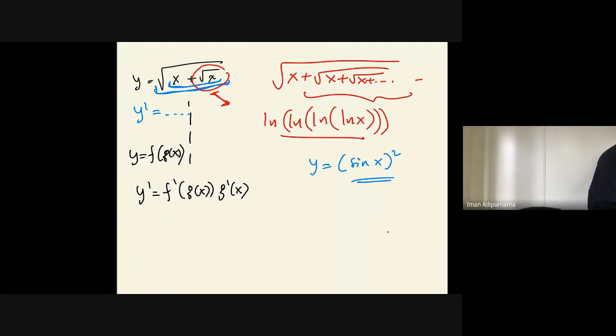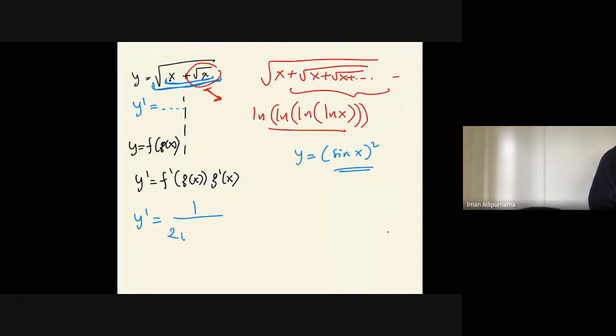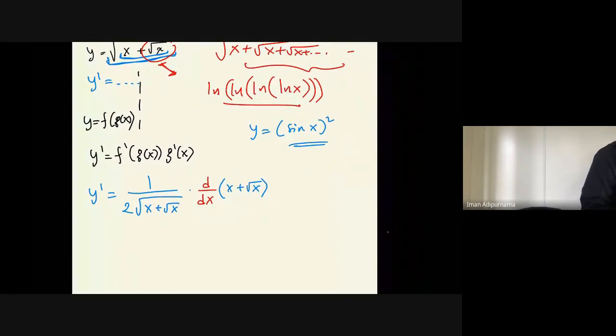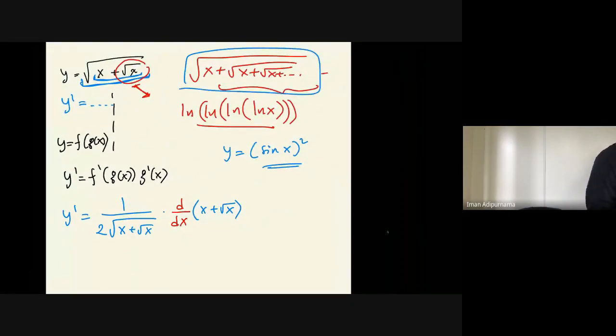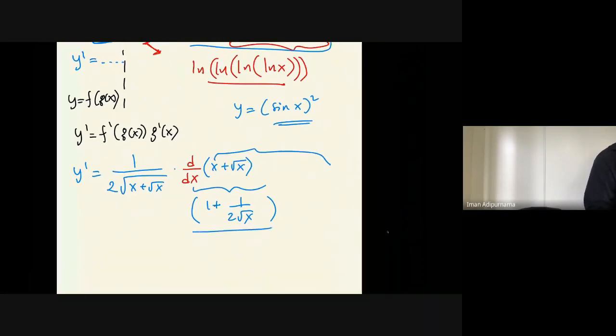But let me write this as y prime is 1 over 2, just write all this, and multiply by. When you multiply, if you're still not sure of the result, just write the terms first. The term is the derivative of the inside function. This is safer than directly solving, because if you have a lot of these nested, you are doing the same thing over and over, maybe d/dx, d/dx, d/dx. But if you stop the question here, then this part is just 1 plus 1 over, and it's multiplied by this, or you can just write divide by this.